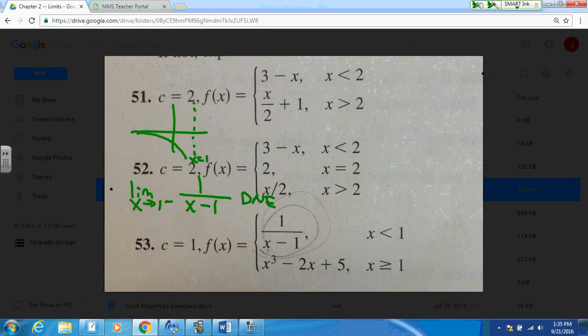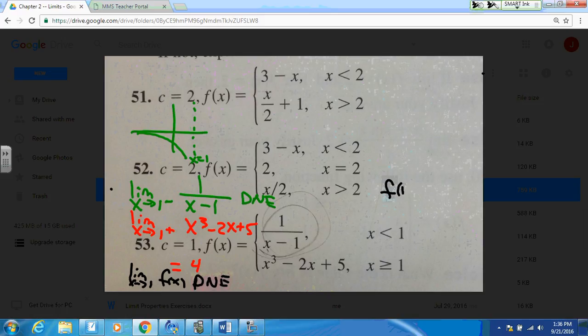What about from the right? From the right is a lot tamer, because I'm now taking the limit as x goes to 1 from the right of what? X cubed minus 2x plus 5. And that's a simple polynomial substitution. I get 4. And there it is. What is the overall limit? It does not exist. The limit as x goes to 1 of f of x does not exist.